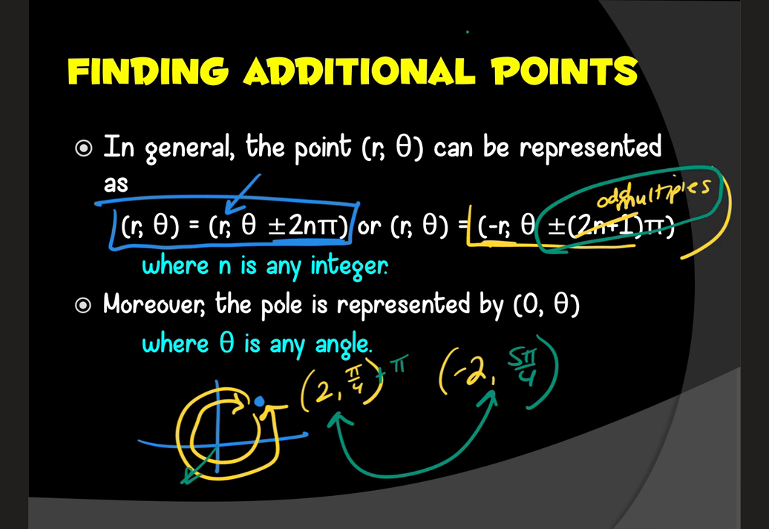These have the same location. Now, the other thing this says is the pole is represented by 0, theta. If my radius is 0, do I ever leave the pole? No. So it doesn't matter what angle's there. 0 anything is the pole. 0 pi over 2, 0 2 pi, 0 pi over 7, anything like that. If you don't leave the pole, obviously you stay where 0 is, okay?